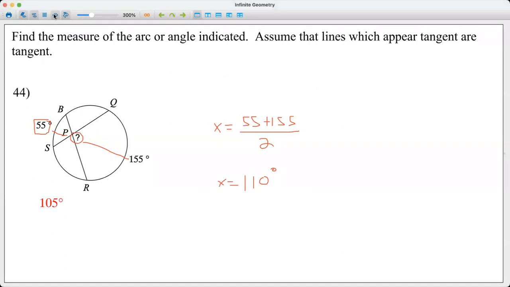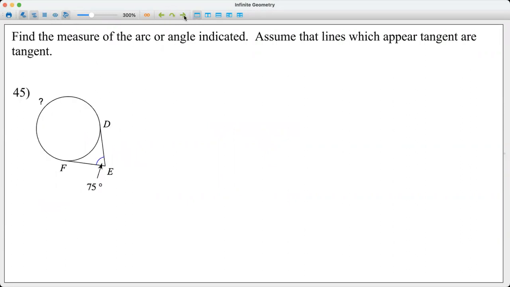105, where's my mistake? Thought we got 220. Did we get 210? Oh, we got 210. That's the mistake. So don't be like me, trying to do all the math in your head. Use your calculator, and don't make a silly mistake. Okay.